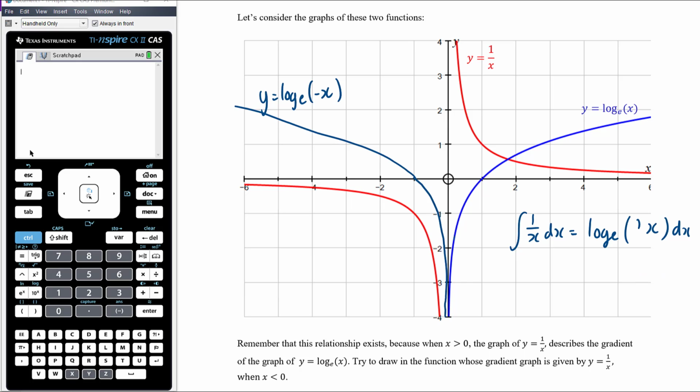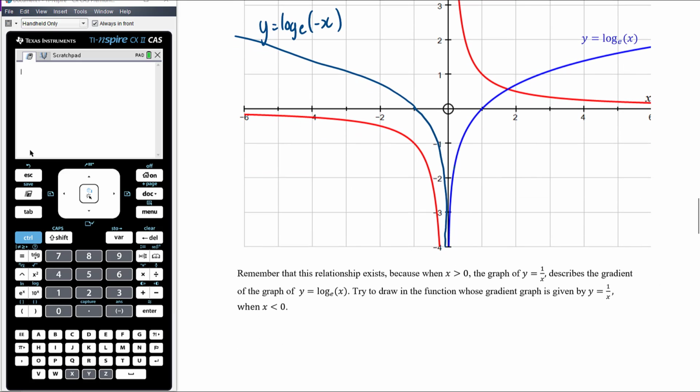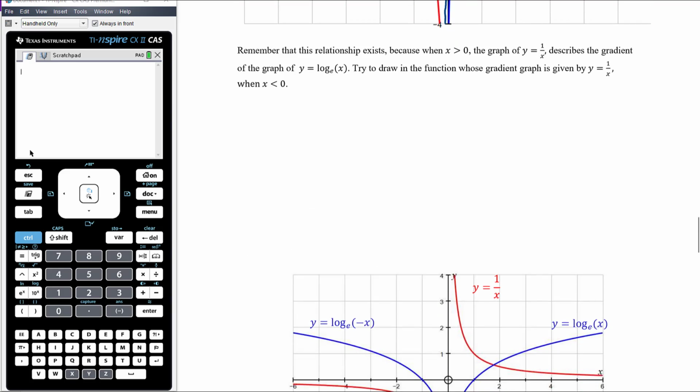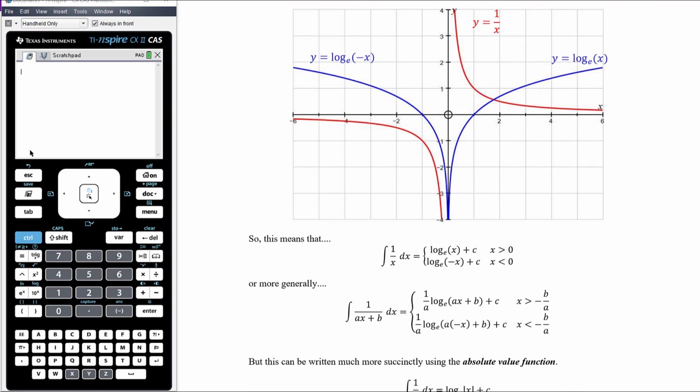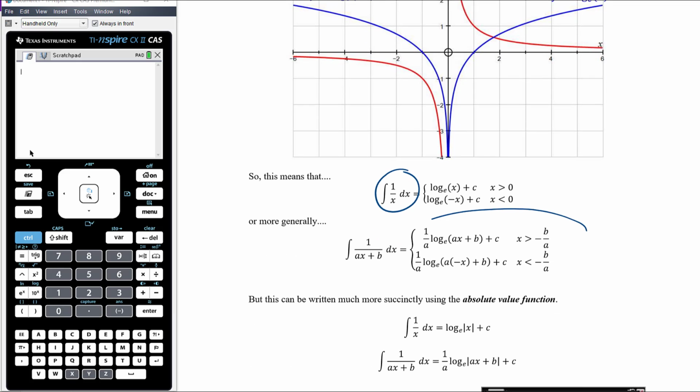Now, this is not something that's very nice, and we have a nicer way of essentially saying the same thing, which we no longer have as part of the course. Okay, so this is what we're talking about here. So the antiderivative of 1 on x, if we had no restriction, would be equal to log e of x when x is bigger than 0, but log e of negative x when x is less than 0. Okay, and more generally, that would be this kind of thing. It would be log e of ax plus b if we're to the right of the asymptote, which is at negative b on a, or it would be log e of a times negative x plus b if we're to the left of the asymptote.